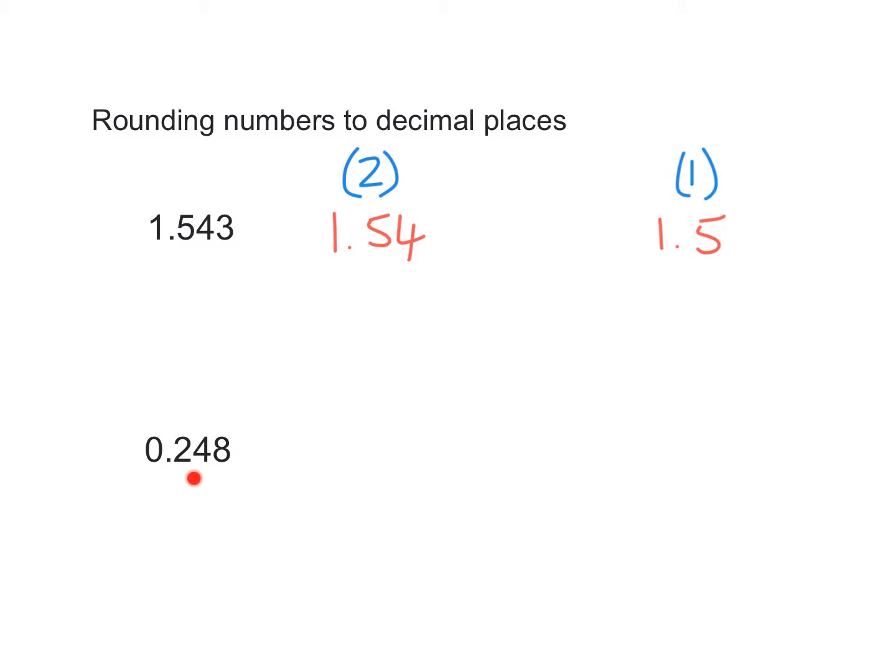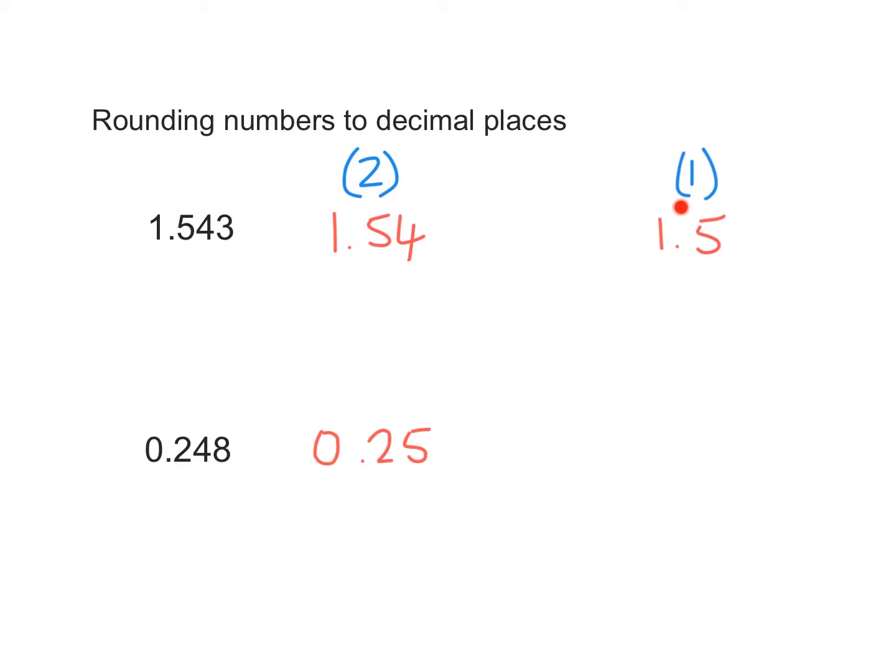Alright, so we want to round this one to 2 decimal places. That's my first, that's my second, that's my third. Is my third decimal place greater than or equal to 5? Yes it is, which means I need to add 1 to the 4, so that becomes 5. So it becomes 0.25, and that's rounded to 2 decimal places.